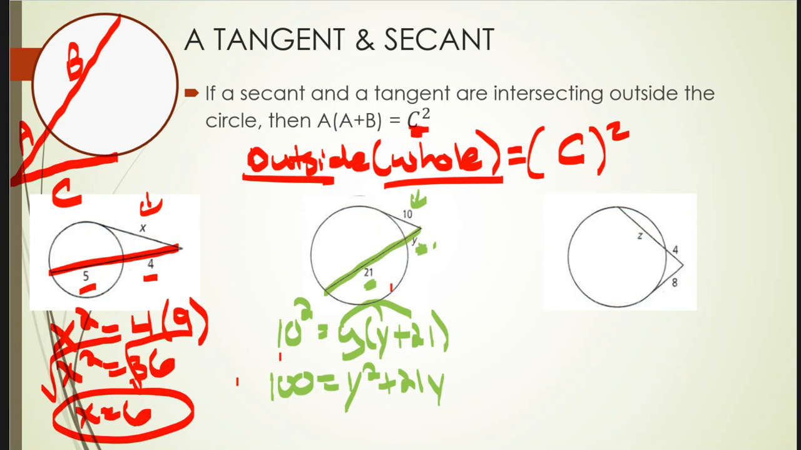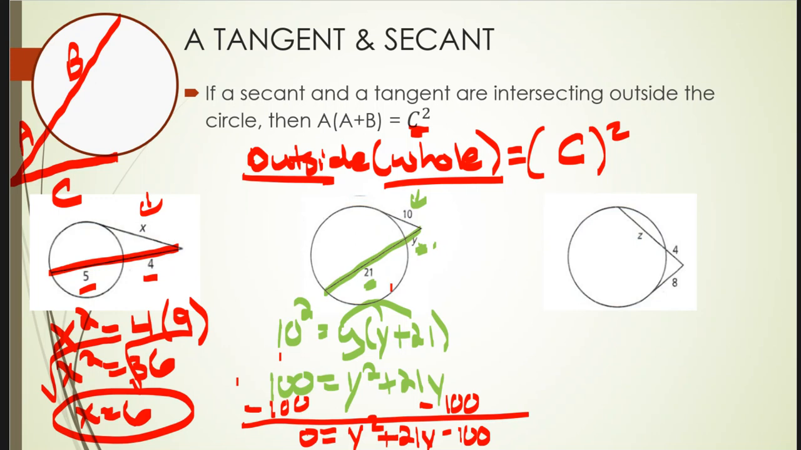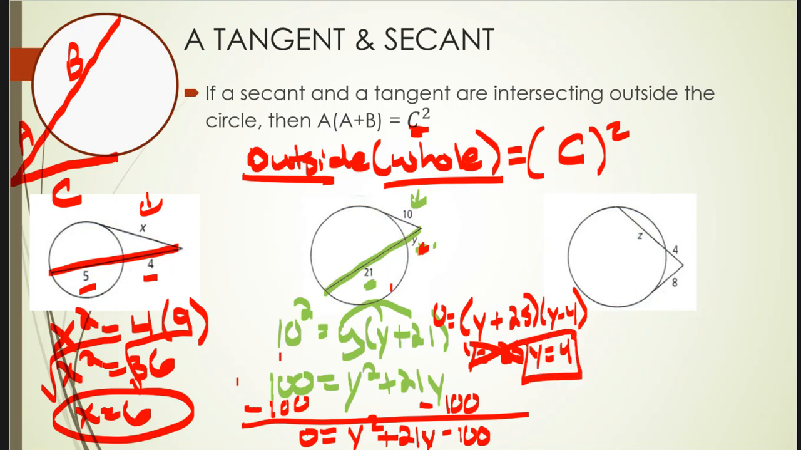Now to continue solving it, you want everything on one side. So I'm going to move the 100. I'll have 0 equals y squared plus 21y minus 100. All right, I'm going to factor that to solve. It'll be y plus 25, y minus 4 equals 0. You end up with y equals negative 25 and y equals 4. Again, you can't have a negative segment, so our answer here would have to be y equals 4. Again, this would be more of an honors solving.